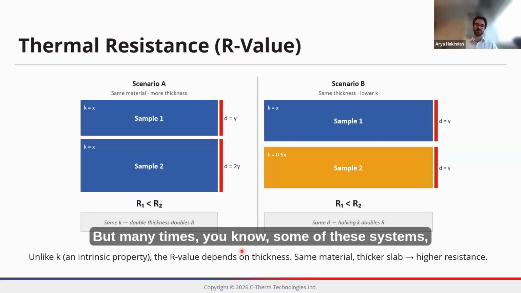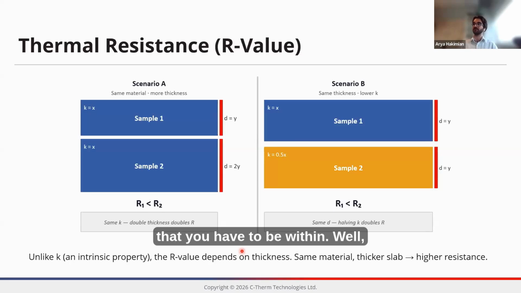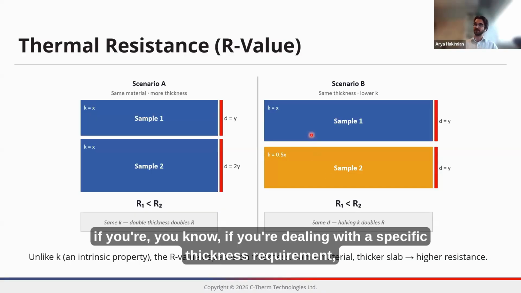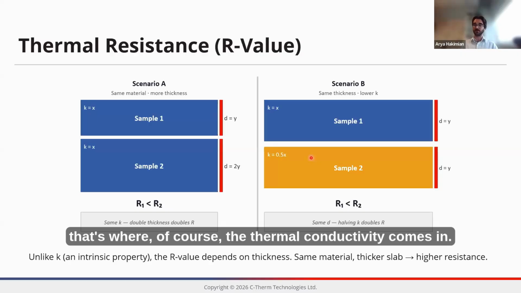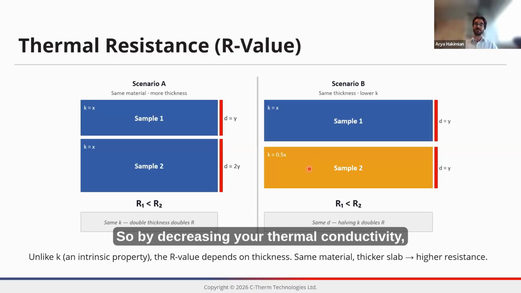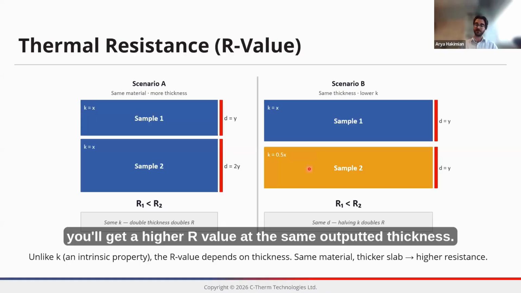But many times, some of these systems you're confined on space or there are tolerances that you have to be within. Well, if you're dealing with a specific thickness requirement, how do you increase R value if you can't increase thickness? Well, that's where, of course, the thermal conductivity comes in. So by decreasing your thermal conductivity, being more insulative, you'll get a higher R value at the same outputted thickness.